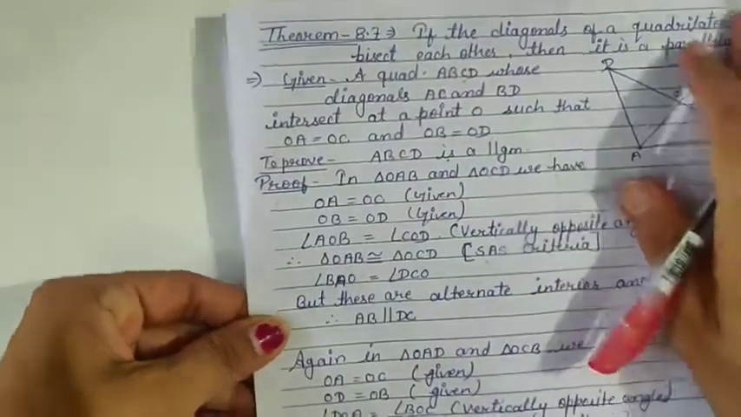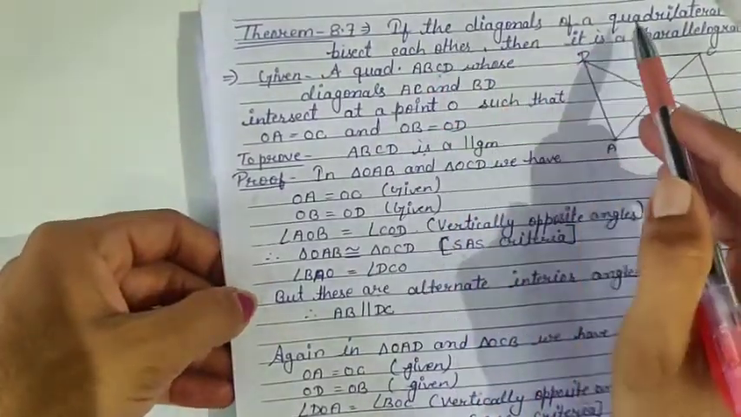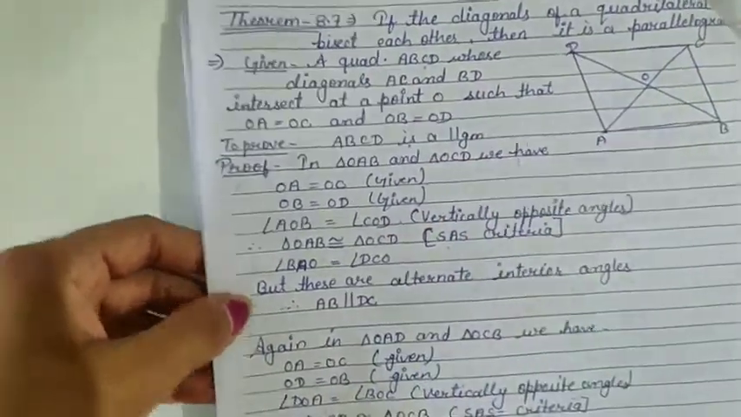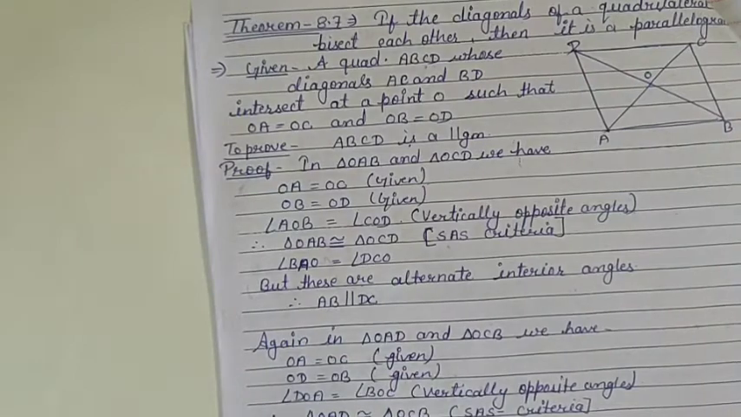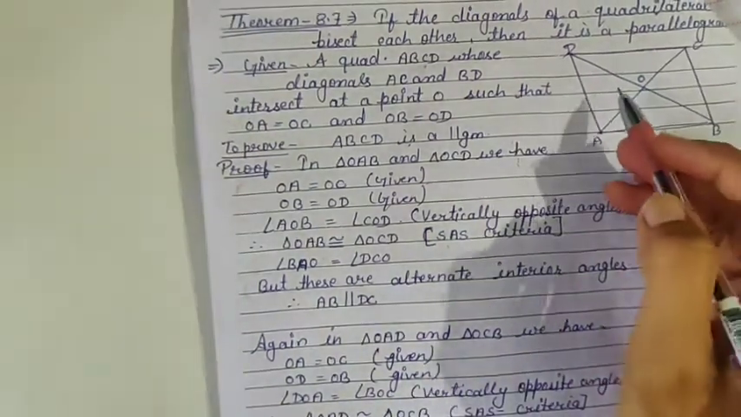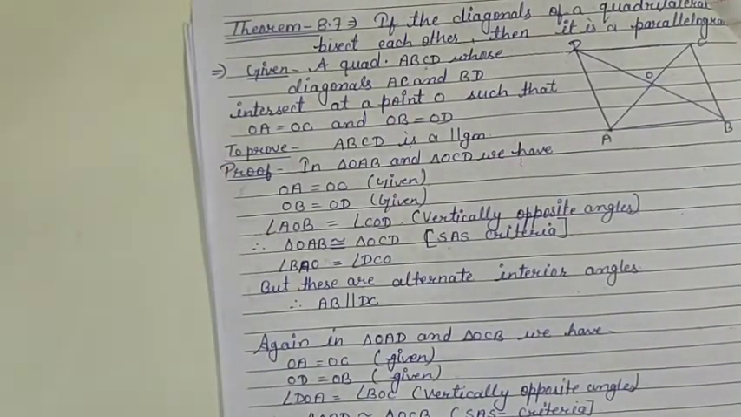And now our next theorem 8.7. If the diagonals of a quadrilateral bisect each other, then it is a parallelogram. This is the converse theorem of 8.6. In this theorem it is given that the diagonals of a quadrilateral bisect each other, then it is a parallelogram.